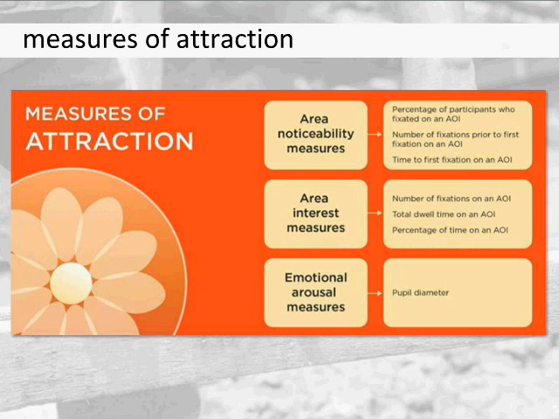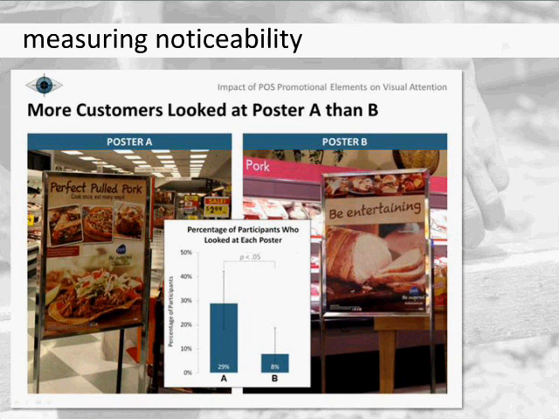Now let's look at measures of attraction. Here we have measures of noticeability, interest, and emotional arousal. And they are meaningful in this particular order because first you want your product to grab attention or be noticed. Then you want your product to maintain that attention or trigger interest. And then induce desire or positive emotion. And that's why usually these measures, at least 2 of them, are used together to get the whole picture.